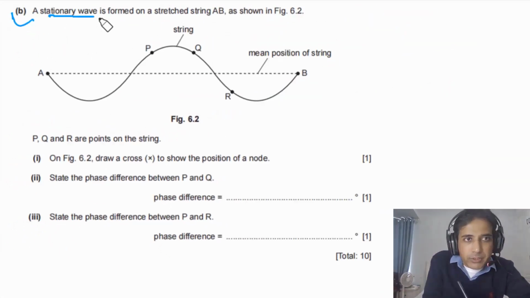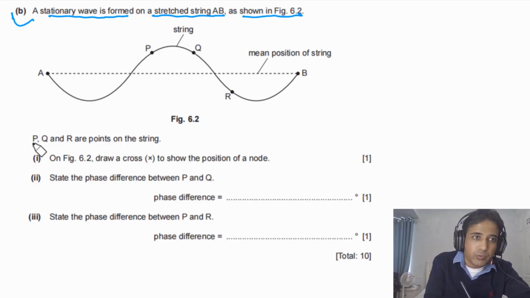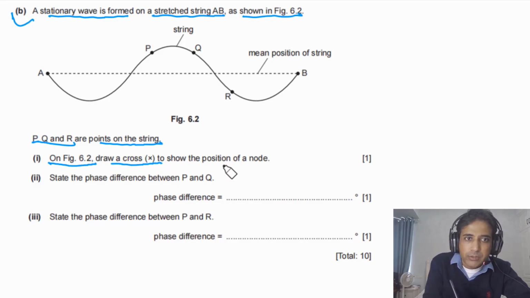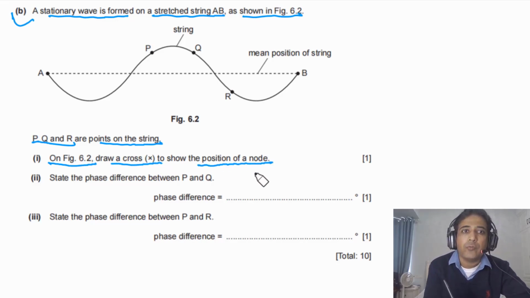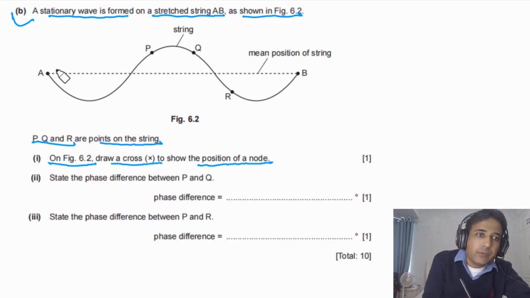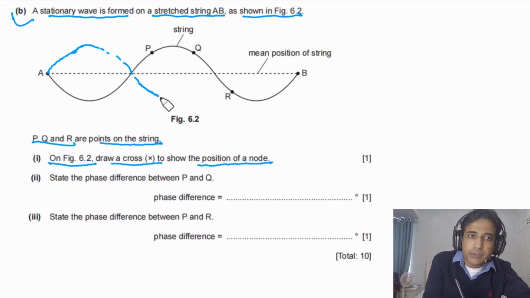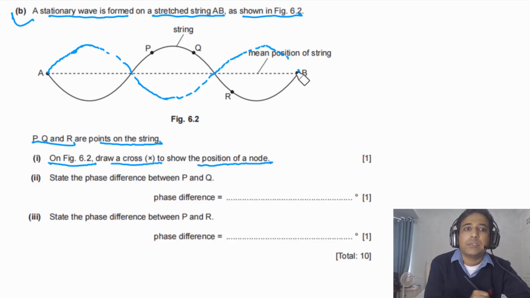Part B says a stationary wave is formed on a stretched string AB as shown in figure 6.2. P, Q and R are points on the string. For part 1 on figure 6.2, draw a cross to show the position of a node. So the best way to answer this one, first of all, we can complete the waveform of the stationary wave. So this is how you can complete it. It will look like this. Not very good looking, but at least you can get the idea.